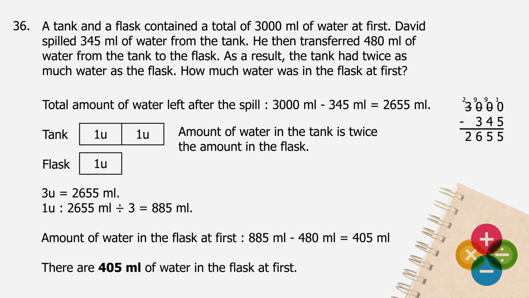3 units is equal to 2,655 milliliters. 1 unit will be, divide 2,655 milliliters by 3, and the quotient is 885 milliliters. The amount of water in the flask at first will be, subtract 885 milliliters from 480 milliliters, and the difference is 405 milliliters. There are 405 milliliters of water in the flask at first.